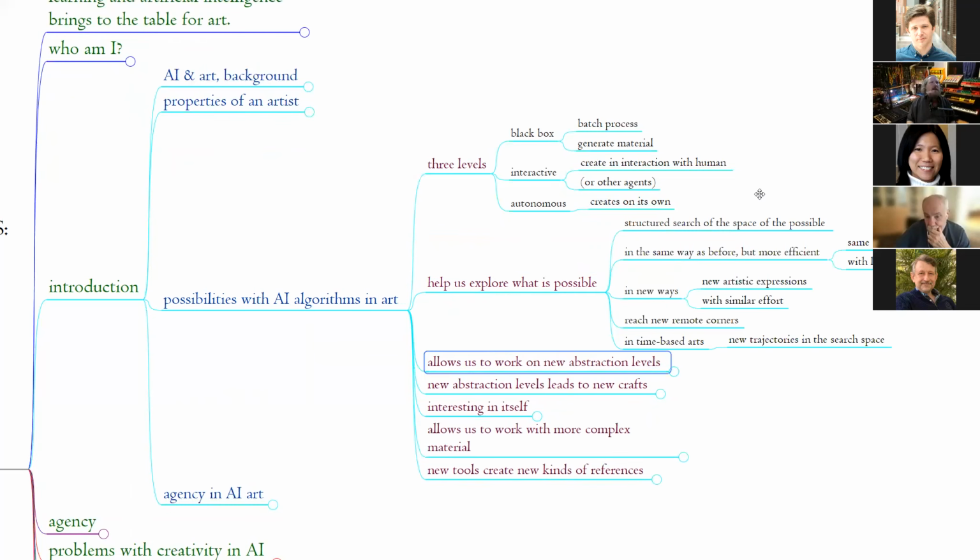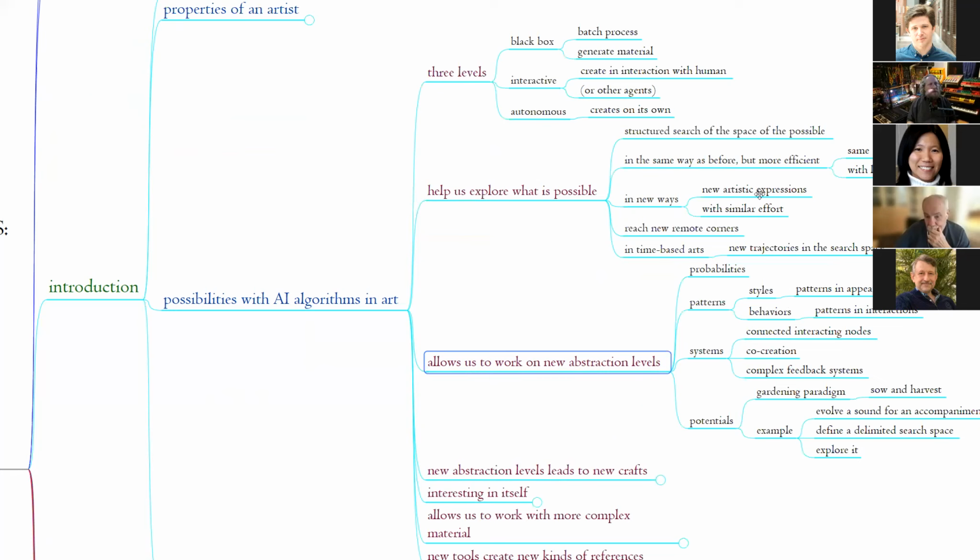They allow work on new abstractions where we can define goals and processes in terms of pattern systems, potentials, instead of exact notes or note sequences or things like that. We can think in terms of styles, for example. And these abstraction levels lead to new crafts. When you work with these tools on that level, there are new problems that appear, and artists doing that repeatedly will actually learn a craft that is fundamentally different from those who grew up writing notes by pen and paper, for example. Of course, AI algorithms are interesting in themselves as a topic, but also as a medium for expression.